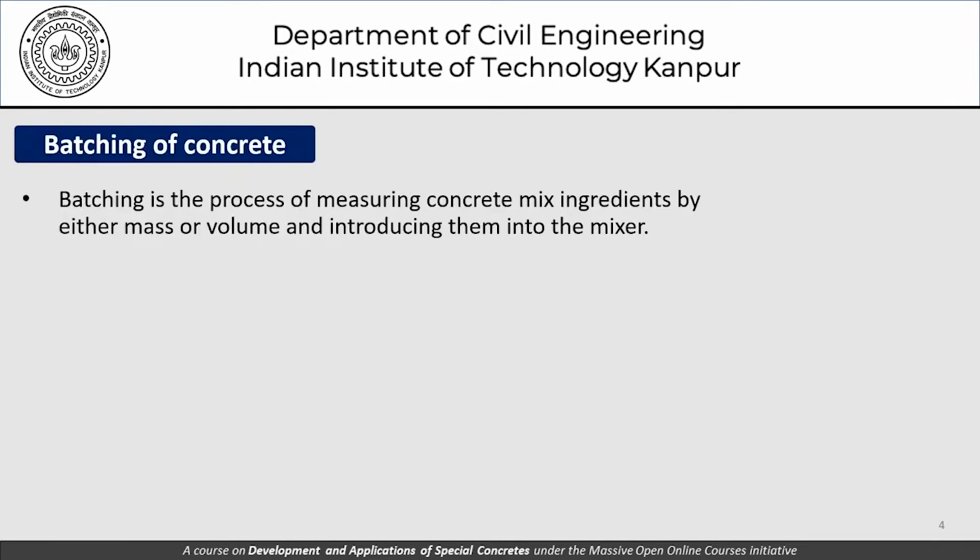Batching of concrete is the process of measuring concrete mix ingredients by either mass or volume and introducing them to the mixer. We have talked about the mix ingredients when we were talking about proportioning, and we know that we need to proportion cement, water, sand and coarse aggregate at least, and possibly other things like chemical admixtures or mineral admixtures, and we have a specific mass associated with them. For example, we may need 352 kgs of cement, 186.3 kgs of water, and so on. So we need to measure all these concrete ingredients accurately and feed them into the mixer.